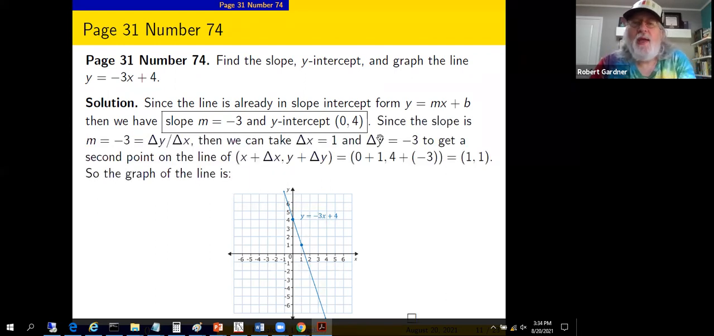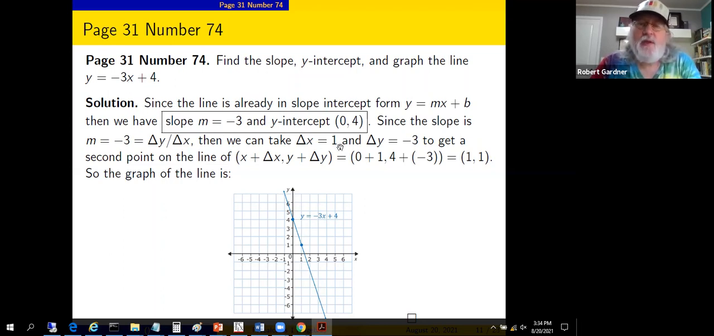Now you want to draw that. Slope, -3, is delta y over delta x. So find a delta x and delta y that produce a ratio of -3. How about we take the numerator as -3 and the denominator as 1? That'll do. That'll give us a ratio of -3 to 1, or a ratio of -3. With that, we can find a second point. And that's how we'll usually use the slope.